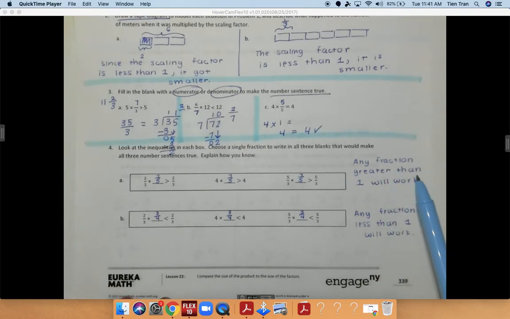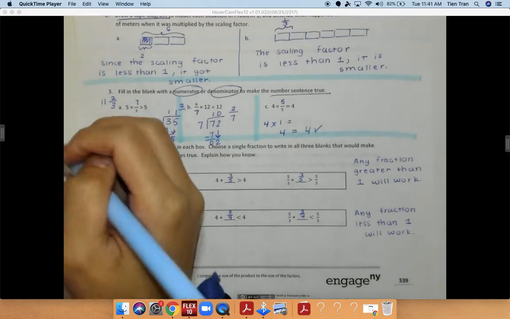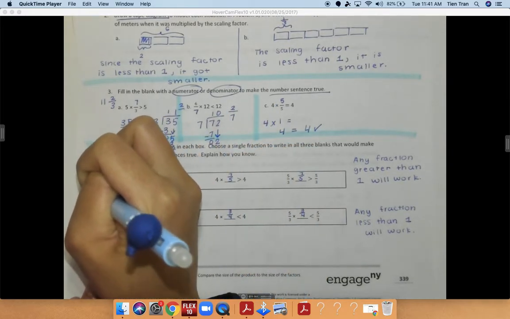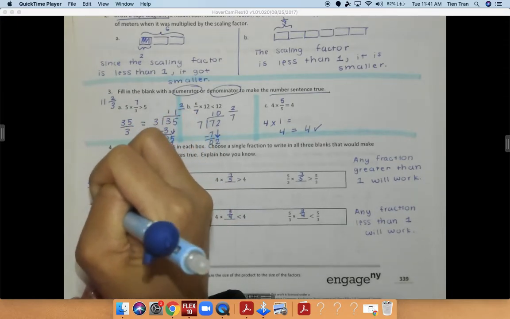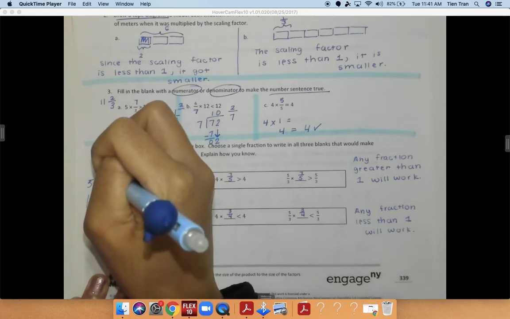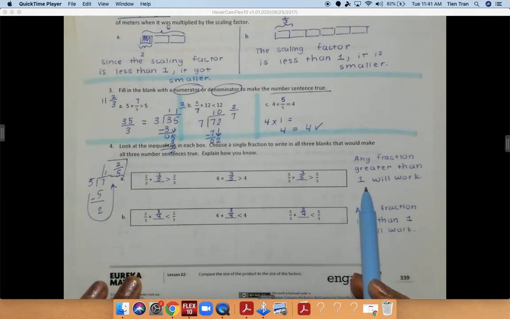Because any fraction that is greater than 1 will work. So any fraction that is greater than 1, so 7 divided by 5 I know is larger than 1. If I were to change this into a mixed number, I would get a whole number 1, and my remainder would be 2, and my denominator would be 5. So I get 1 and 2/5, and that number is greater than 1, so it works.